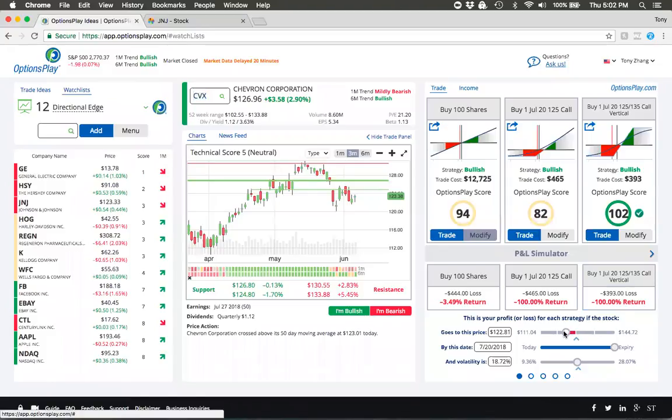And then if the stock reverses and goes lower, I actually end up losing the least amount of money on this call vertical. That's why it's got a score of 102 and it's higher than the other two, because when I'm correct, I'm making a higher return. When I'm wrong, I'm actually risking less money, the best of both worlds. And that's really why this has a higher OptionsPlay score. Great question. There's a lot of questions here. I'll try to get to as many as possible.